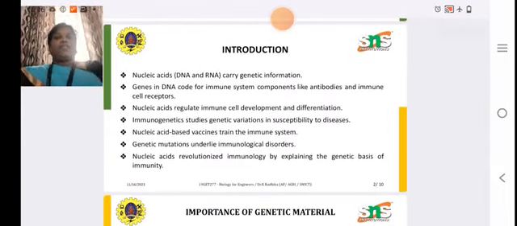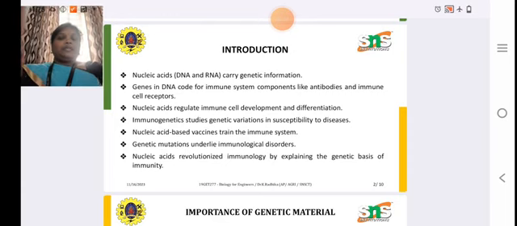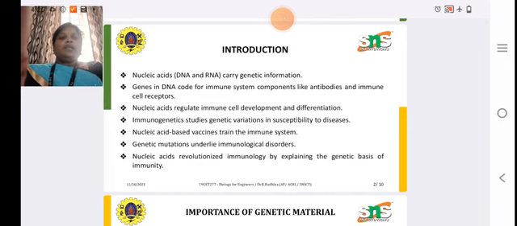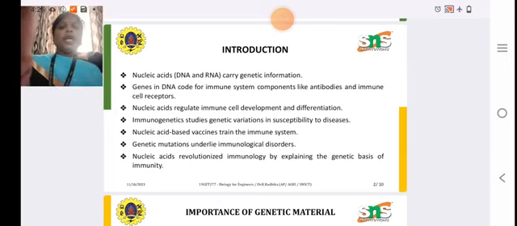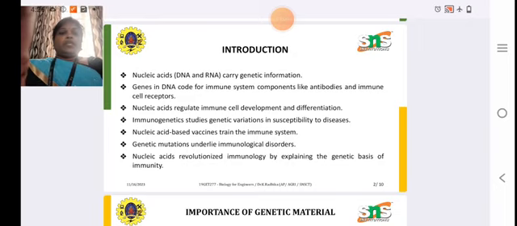First, let us see the introduction. What do you mean by nucleic acid? Nucleic acid is nothing but combined DNA and RNA that carry genetic information. Genes are DNA code for the immune system. Components like antibodies are immune cell receptors. Nucleic acids regulate immune cell development and differentiation. Immunogenetic studies show genetic variation in susceptibility to diseases. Nucleic acid based vaccines train the immune system. Genetic mutations underlie immunological disorders. So, nucleic acid revolutionized immunology by explaining the genetic basis of immunity.